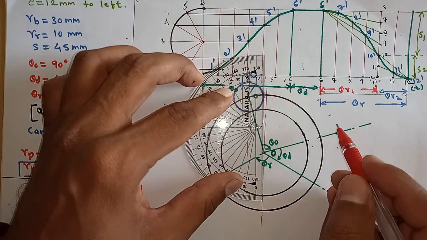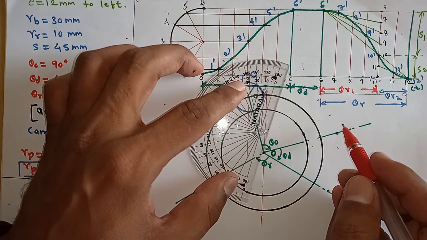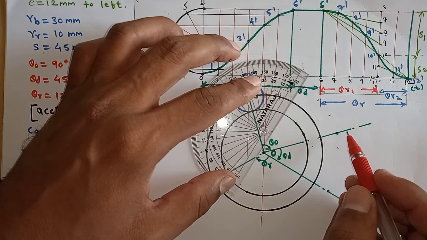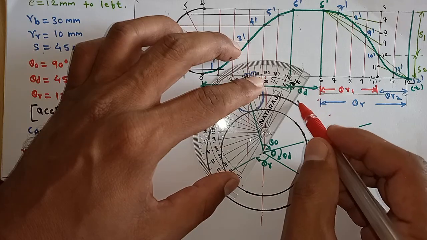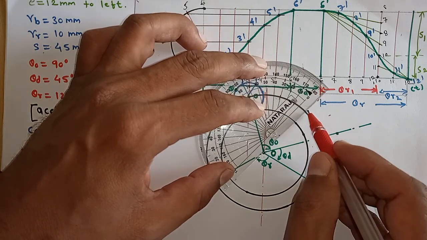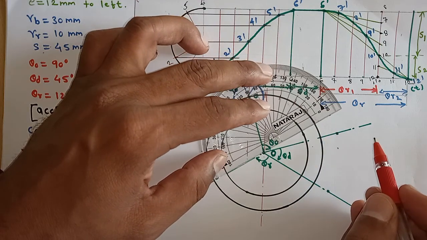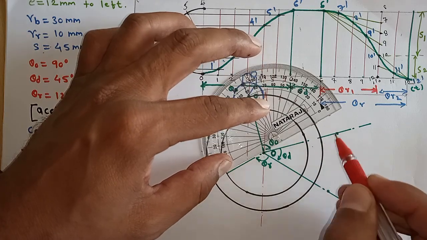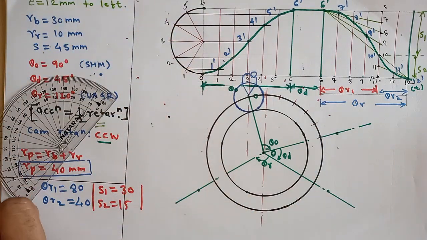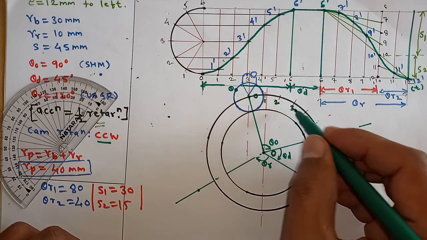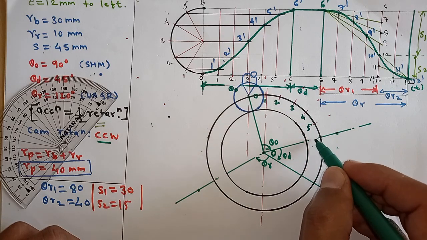This is the first one, second, third, fourth, fifth and this is sixth. We'll number these divisions starting from 0. 0 is the roller center. So division number 1, 2, 3, 4, 5 and 6.